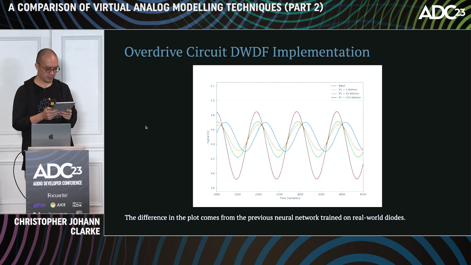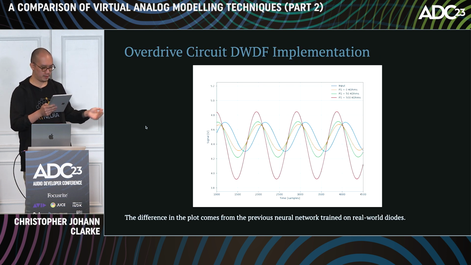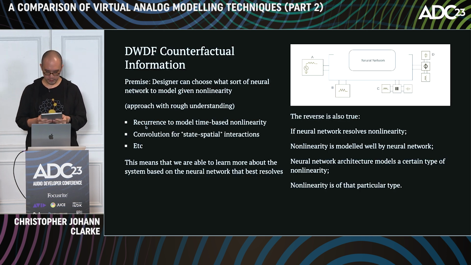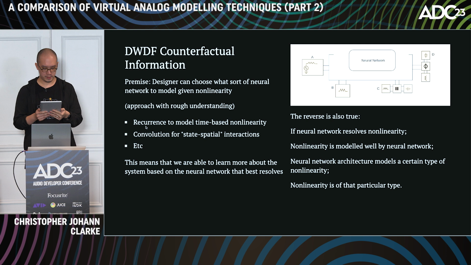Here are the results. Note that the difference comes from the model being trained on real-world diodes as opposed to the Shockley model as shown before. Counterfactual information here can be assessed based on the type of model used and how well this model resolves. In short, recurrent models do well. It signifies time-based nonlinearities, and if a convolutional model does well, then it points to state-space interactions in the nonlinearity.